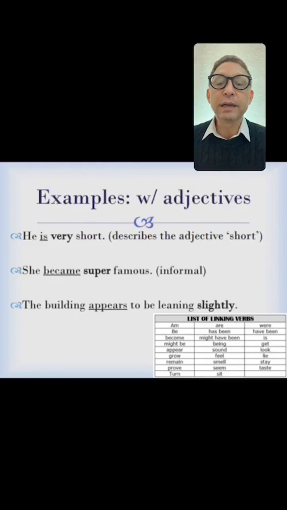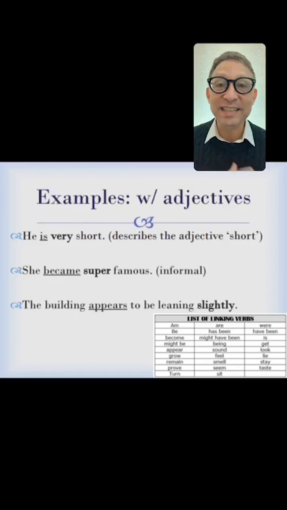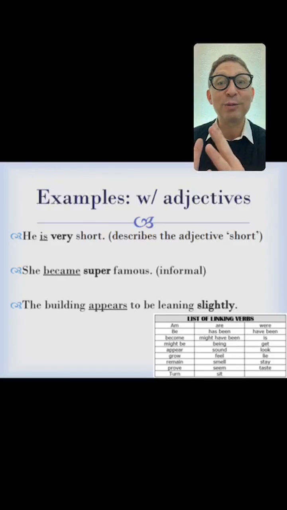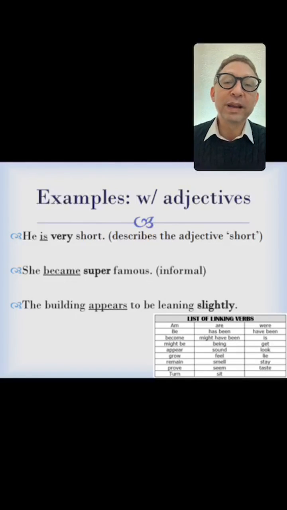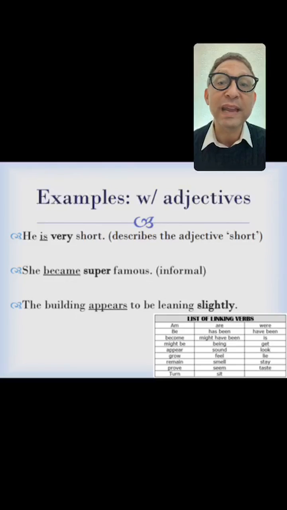And then we have the building appears to be leaning slightly. Slightly describes how it's leaning. It's leaning a little bit. So we have here slightly. Slightly means a little bit. And here we have adjective. The adverbs modify or describe adjectives. And it's interesting if you notice that the main verb here is often a linking verb. And I've listed those. They're very small. I'm sorry about that. But I've made a list of linking verbs. You can Google that and check the same list on your phone if you want.